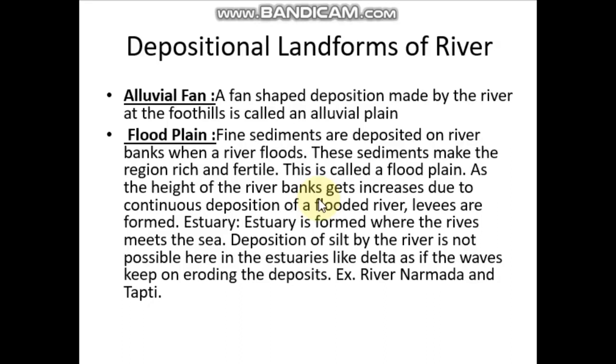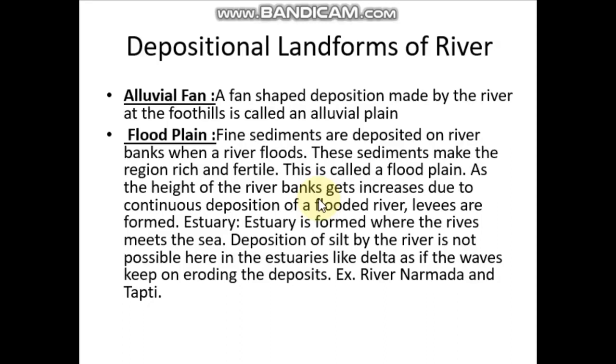So, once again I recall the depositional landforms of river. Alluvial fan: a fan-shaped deposition made by the river at the foothills is called an alluvial fan. Here, this soil is also rich in minerals. Next one is the floodplain. What do you mean by floodplain? Floodplain is the fine sediment deposited on the river bank when a river floods. These sediments make the region rich and fertile. This is called a floodplain.